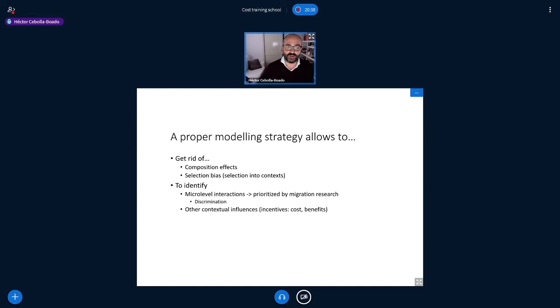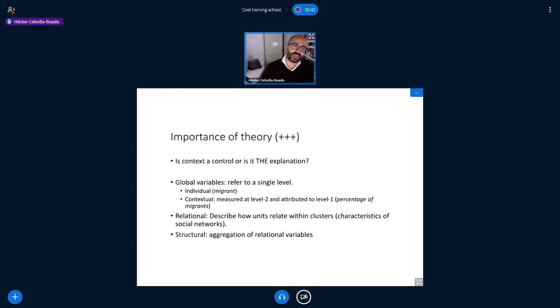We have to be ambitious, and we have to be proficient in modeling context. This may sound a bit redundant or even too intuitive, but we have to actually make a strong theoretical argument. We have to be clear about where our theory places context. Is context a control, or is context the explanation? And how are we measuring context?